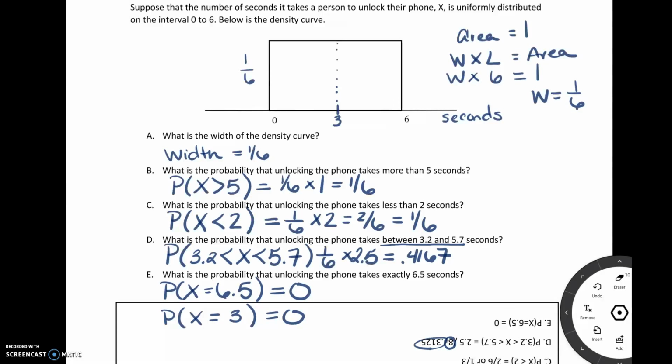Now notice for each of the problems up above, we weren't looking at an individual number. Instead, we were looking at intervals of numbers. So here, any number greater than 5, any number less than 2, and any number between 3.2 and 5.7. Now, since the probability of being exactly equal to a number is 0, we could have also written all of these with an equal sign included, and it would have made no difference. So for continuous probability distributions, we don't have to worry about the equal sign. Whereas with discrete probability, it does make a big difference.